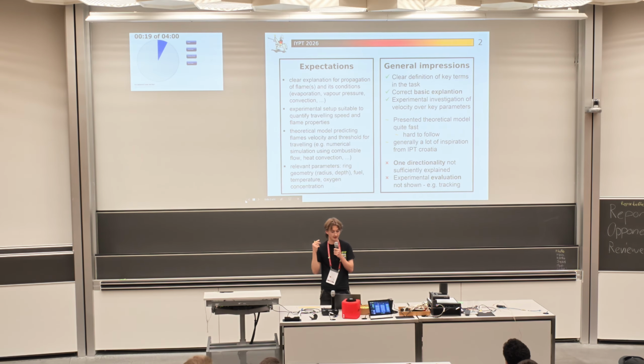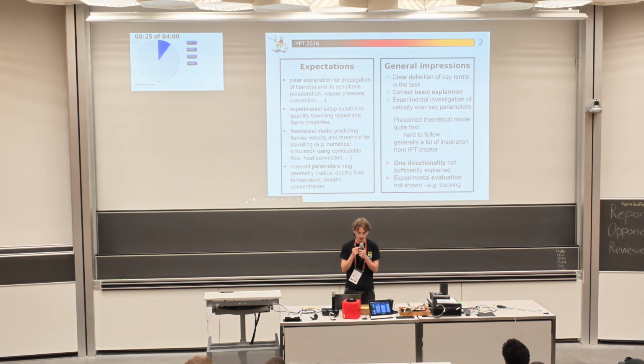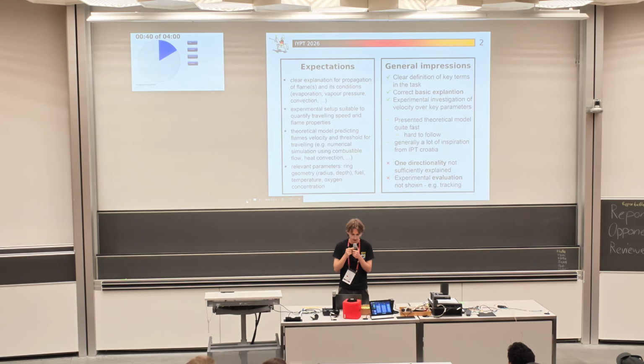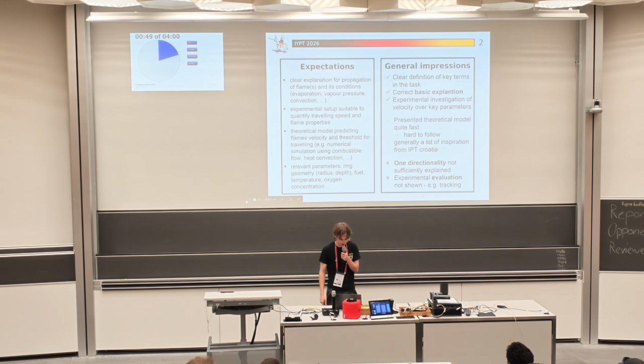Then we would also like to see an experimental setup which is suited to see the phenomenon occurring itself, with reproducibility shown, to quantify the traveling speed itself, and also the flame properties. We also would like to see some theoretical model predicting the velocity of the flame, and also the thresholds, so that we can see the same limits between the experiments and the theory predictions. In our opinion, the relevant parameters are the ring's geometry, such as radius and depth, also the parameters of the fuel, and of course the temperature together with the concentration of oxygen.